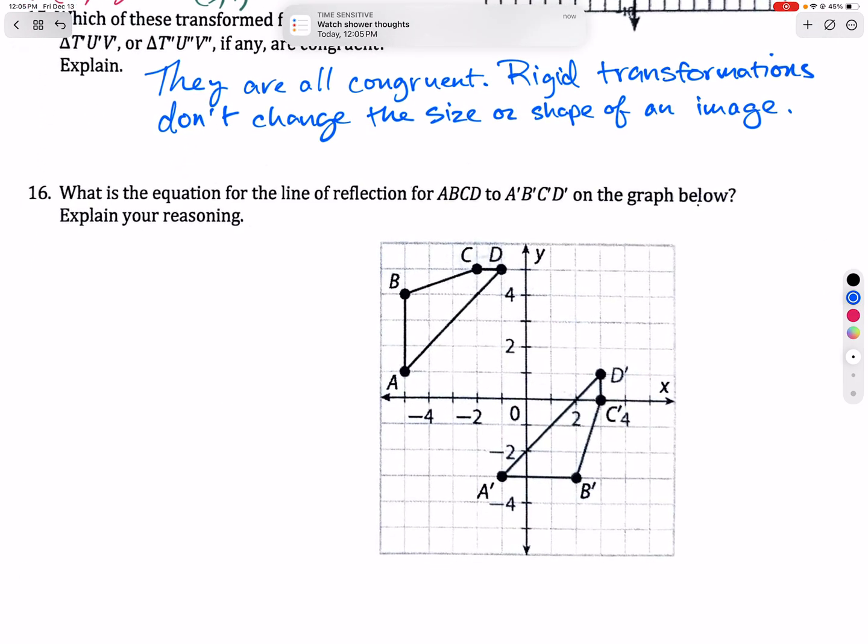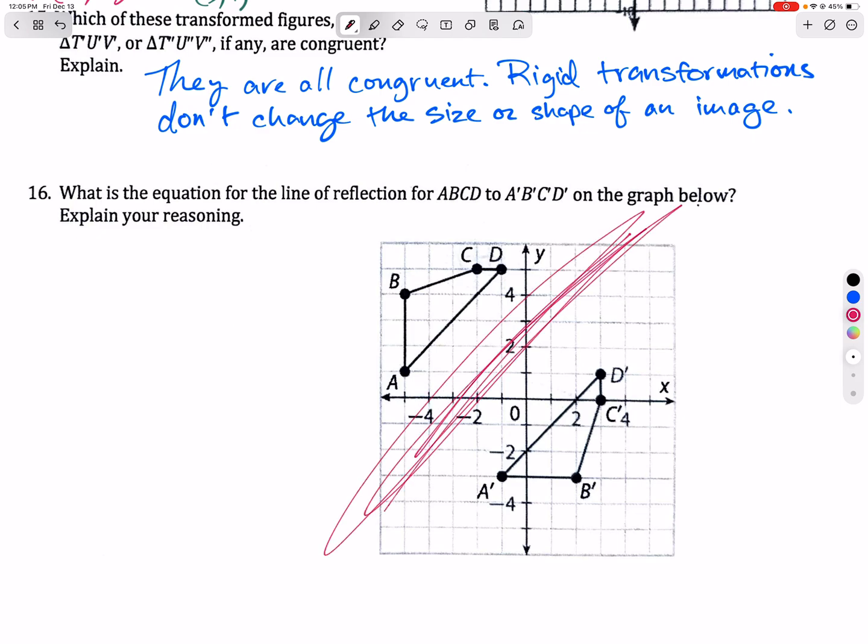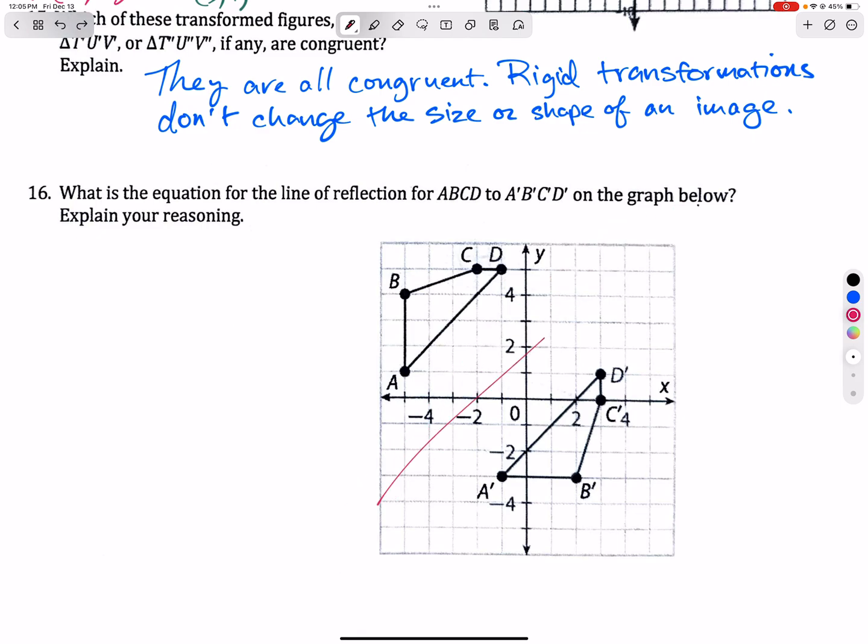What is the equation for the line of reflection for A, B, C, D to A prime, B prime, C prime, D prime? Okay. This is a little cray-cray. All right, so you're going to have to bear with me. So obviously it looks like there's a reflection somewhere in the middle here, but we've got to actually get the right equation. We can't just guess. All right, so the way we can do it, we need to take the midpoint of 2 points, twice.